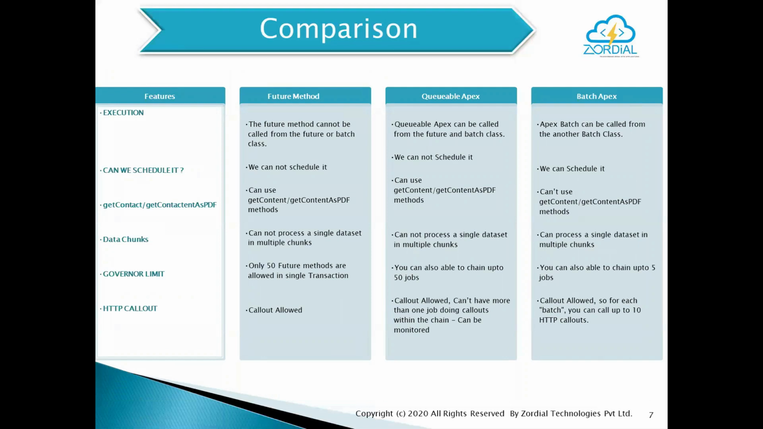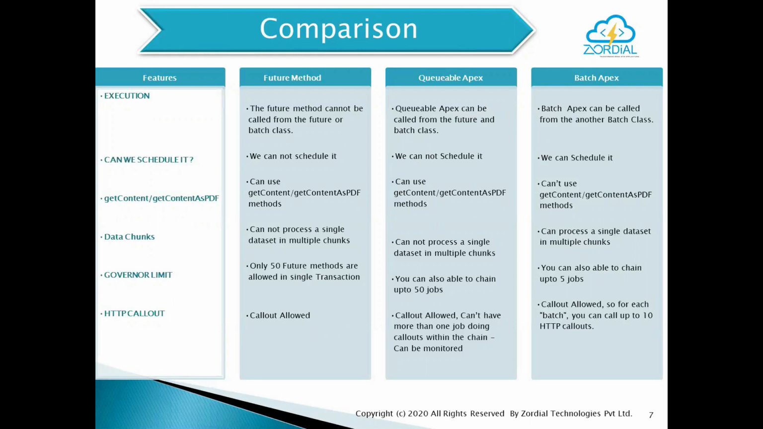Execution. The future method cannot be called from any other future method or batch class. Queueable Apex can be called from a future method and a batch class. A Batch Apex can be called from another batch class. Can we schedule it? No, the future method cannot be scheduled. And similarly, Queueable Apex also cannot be scheduled. Batch Apex can be scheduled.